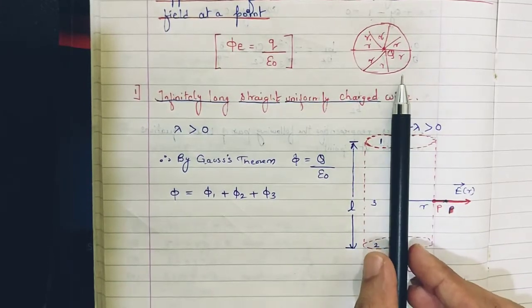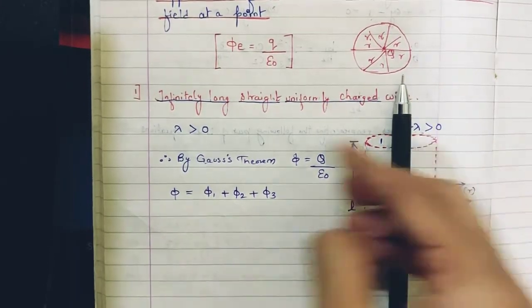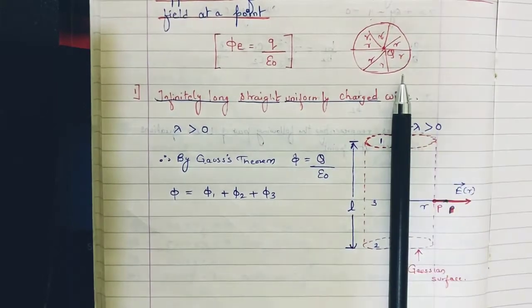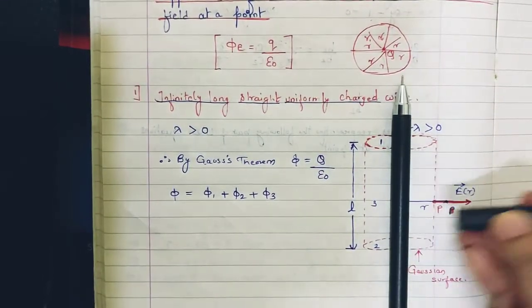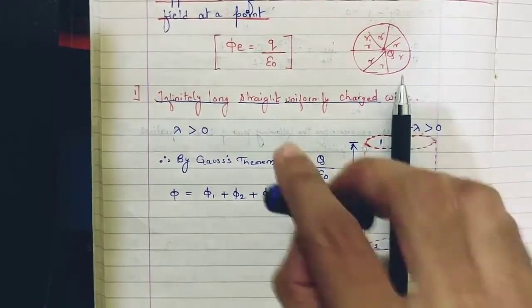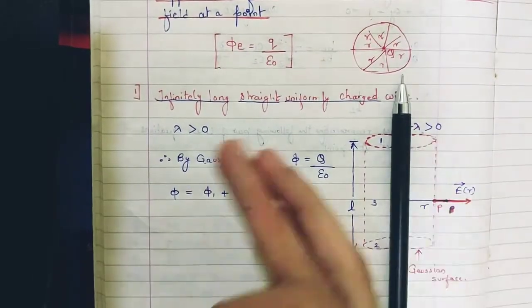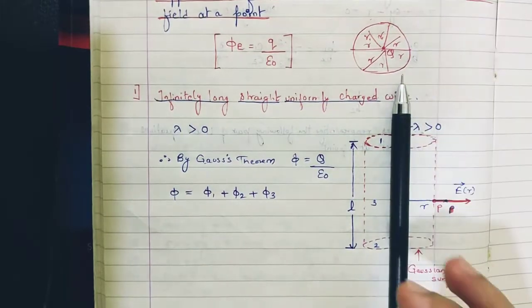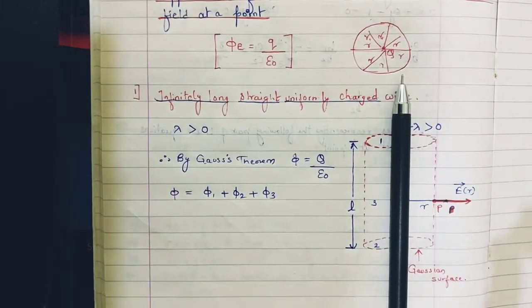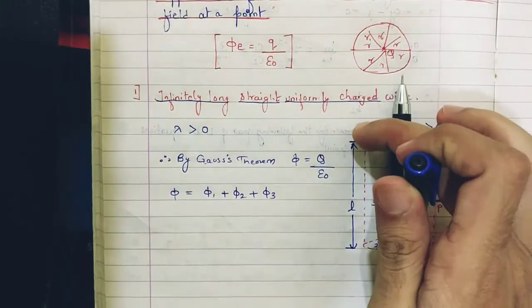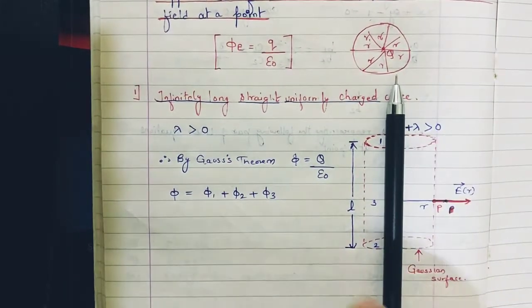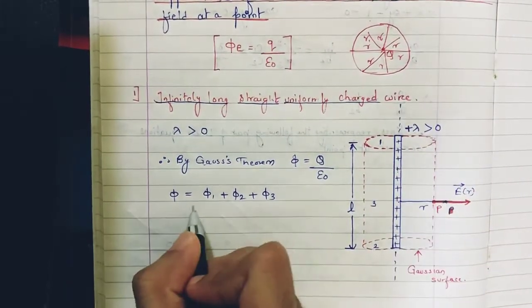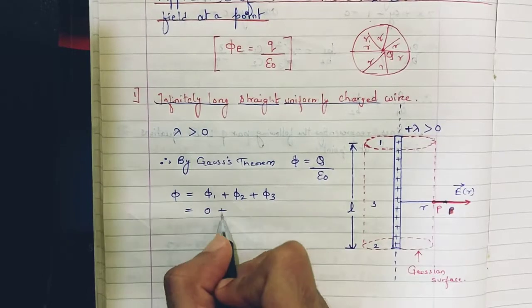So the electric field will be radially outward. It will be coming like this, out from this side, from this side, and from the back side, all the circular sides. It won't be coming out from the top face or the bottom face. So E is equal to 0 for surface 1 and surface 2, and therefore the flux is going to be 0 for surface 1 and surface 2.